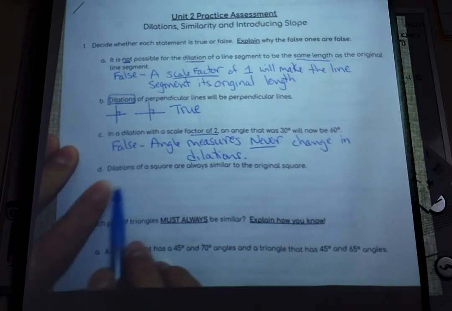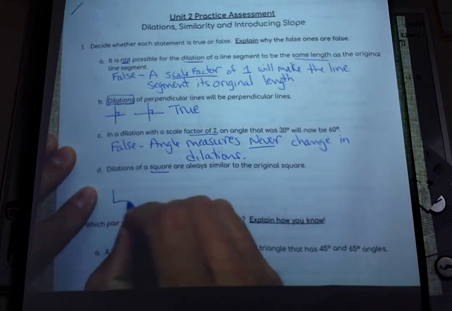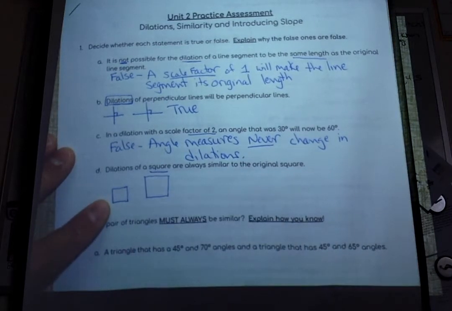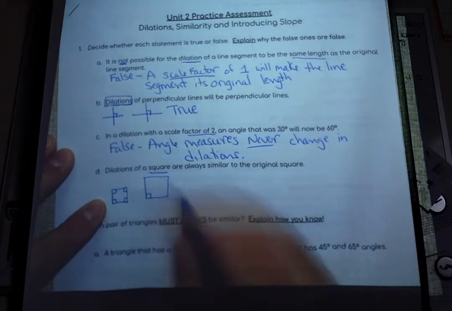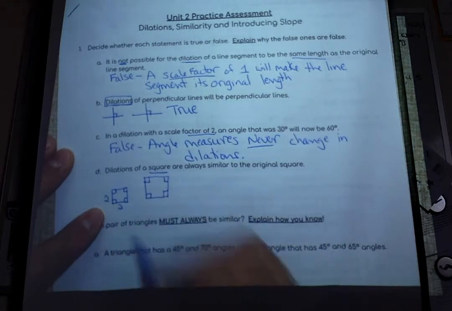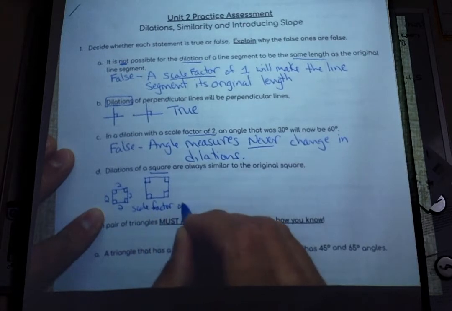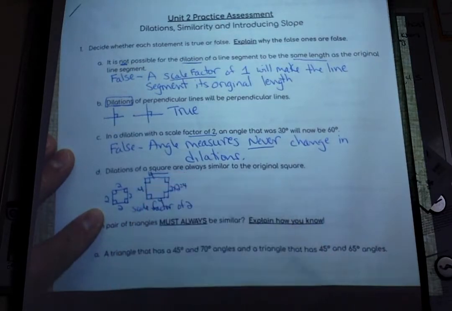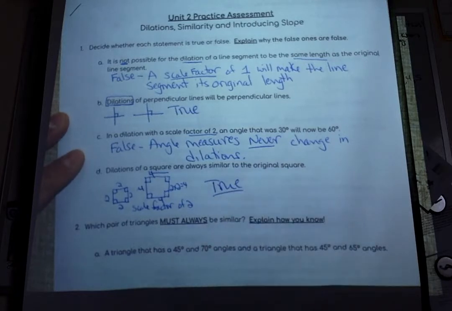Letter D, dilations of a square, so we're talking about a square, are always similar to the original square. So this is our original square, and we're dilating it, saying I'm going to make a square 2 times the size. I know my drawing's a little bit off, but will they always be similar? Yes, because the angles never change. They're always 90 degrees. That's the first thing. And then, if this is size 2 by 2 by 2 by 2, and we had a scale factor of 2, that means it's going to be 2 times 2 equals 4. So all of these would be 4. So we would have corresponding side lengths as proportional. So yes, this is true. Always, always, always for a square.